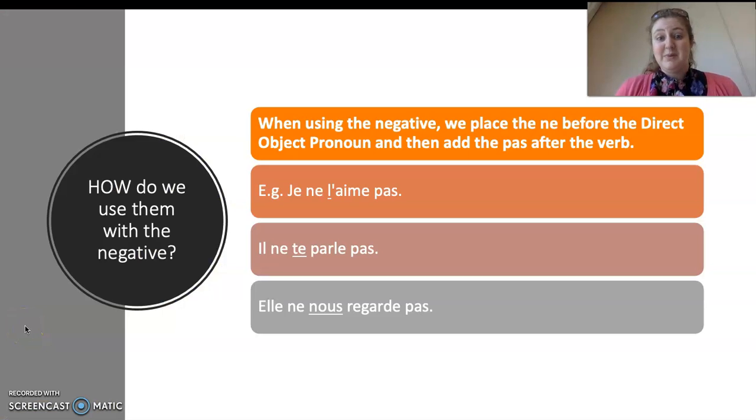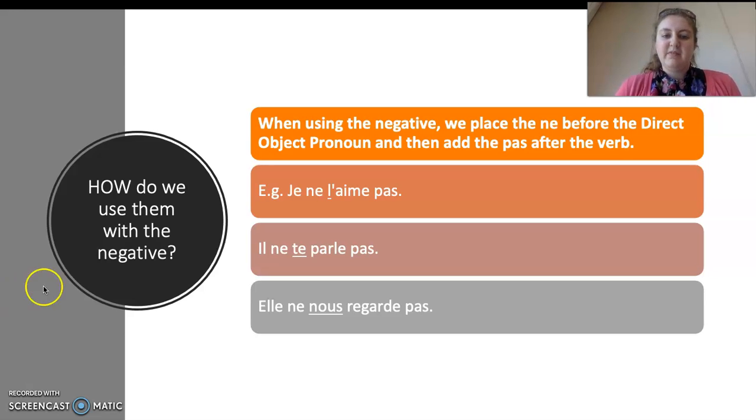We're finally going to be looking at how we use the direct object pronouns when we are speaking in the negative form. Remember in French, if we're making something negative, we need to have a ne and a pas added into our sentence, and these go around the verb. So when we have a direct object pronoun, what happens then? Well, the rule still stays the same.